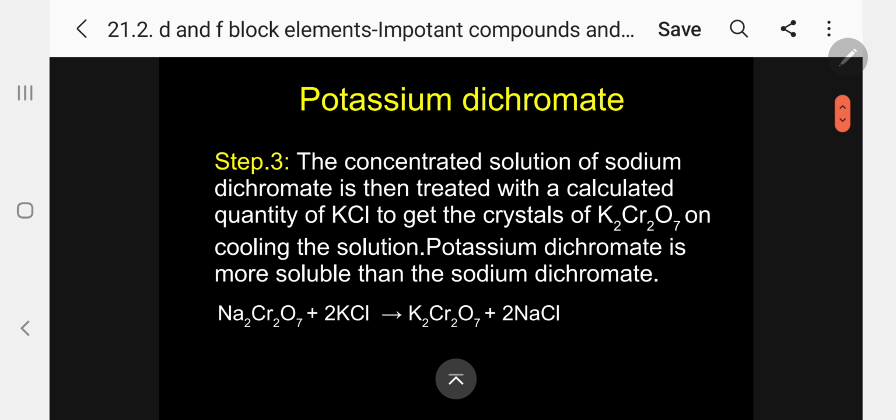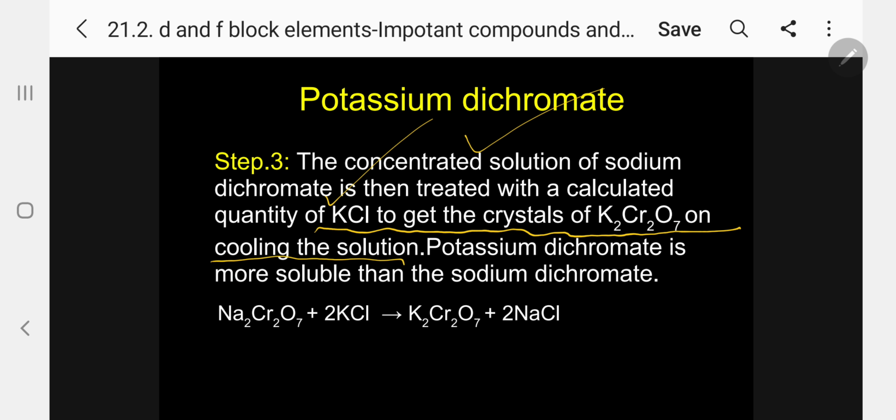Third step, the concentrated solution of sodium dichromate is then treated with the calculated quantity of potassium chloride to get crystals of potassium dichromate. It was in the form of sodium dichromate, so we want to convert it into potassium dichromate. For that we are using the required quantity of potassium chloride. And then on cooling the solution, kindly follow, crystals of potassium dichromate are obtained.